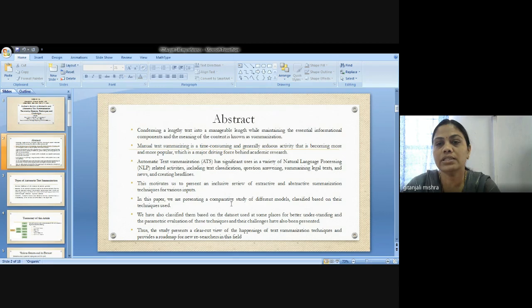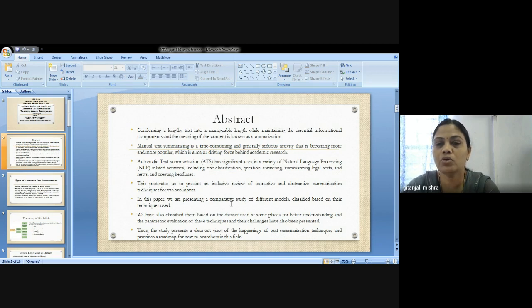Condensing lengthy text into meaningful length while maintaining its essential information and components is known as summarization. Manual summarization takes much time and is generally very complex, because we need to do many activities. So to reduce the cost and time for summarization, we are using automatic text summarization.